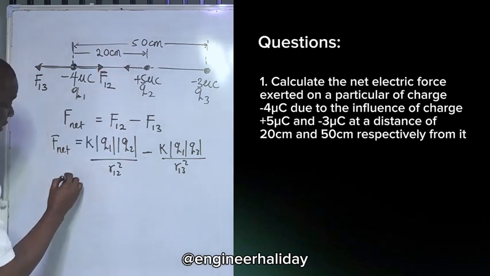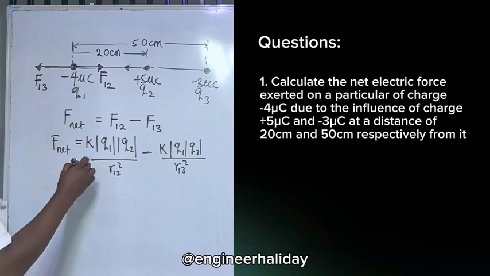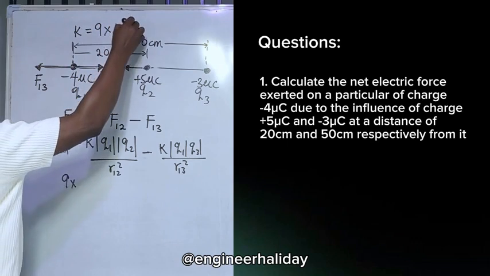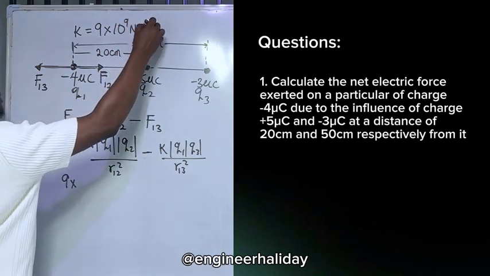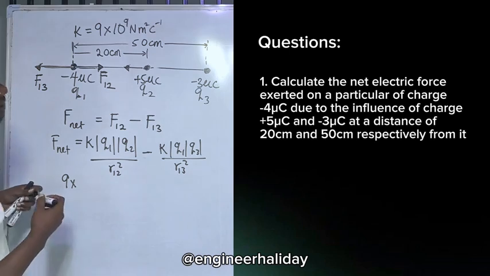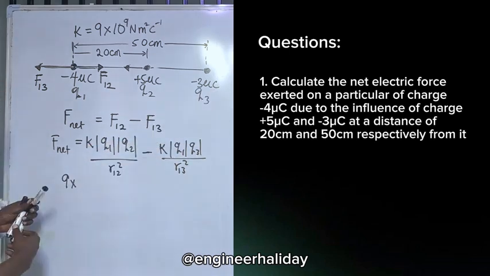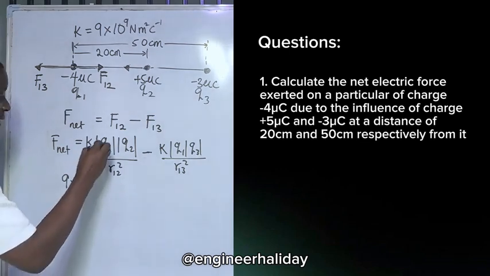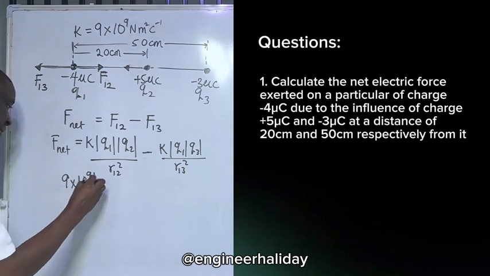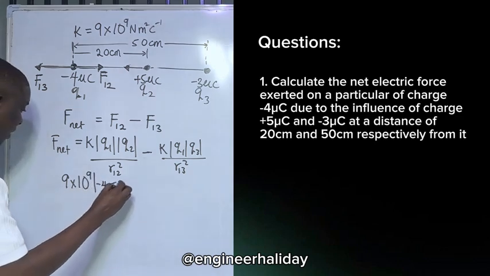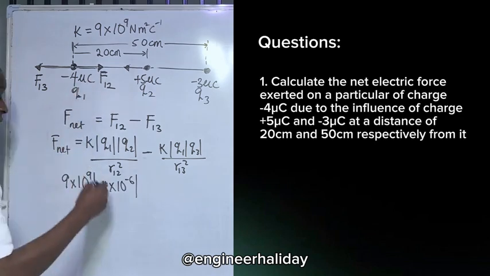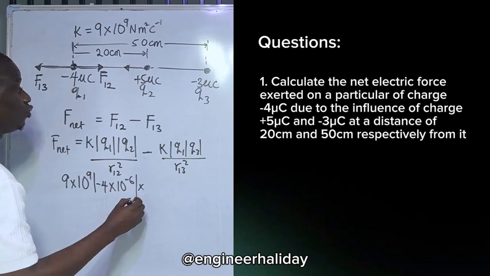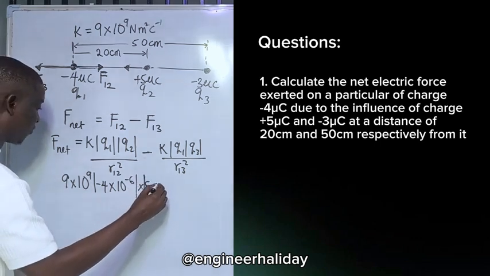So what we are going to do now is put in 9 times, don't forget our K. K is 9 times 10 raised to power 9 Newton meter squared per coulomb squared. That is what our K is given in the question. So that is 9 times 10 to the 9. Then Q1 is minus 4 times 10 to the power minus 6, micro is minus 6. Then times Q2, which is the absolute value of 5 times 10 to the power minus 6.